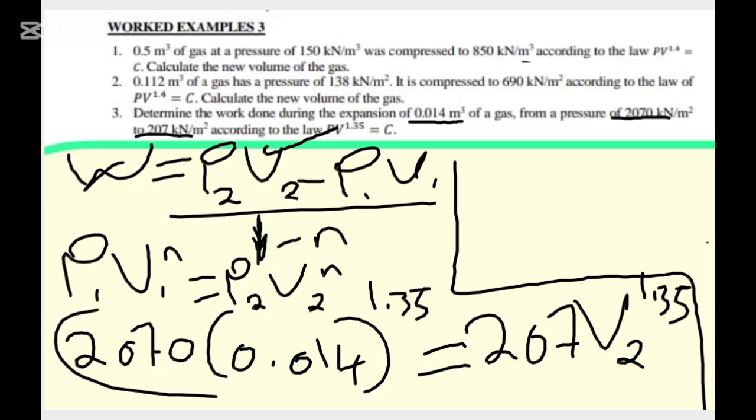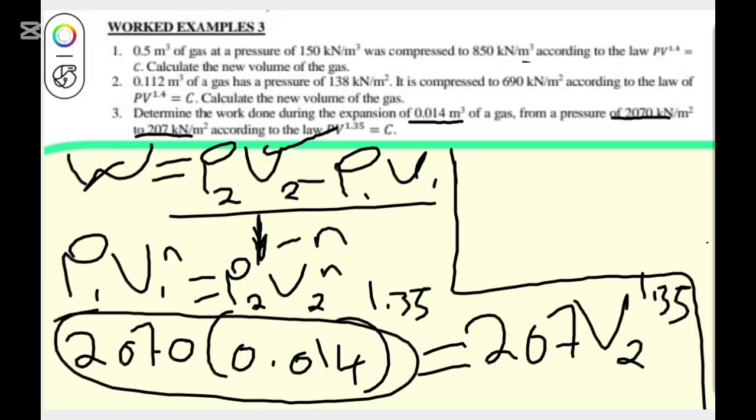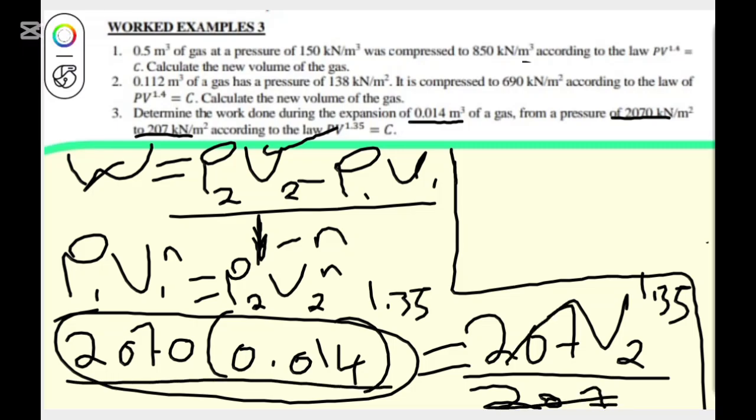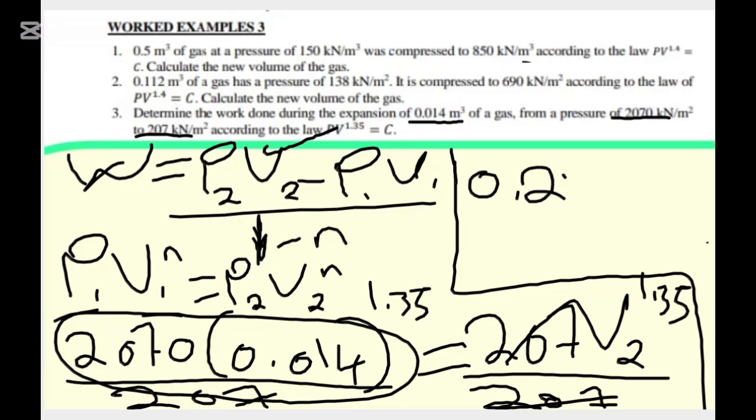So if I multiply this and divide both sides by 207, the 207 will cancel with 207. I first multiply the numerator and then divide it by 207. If I do that, I will get 0.2259.